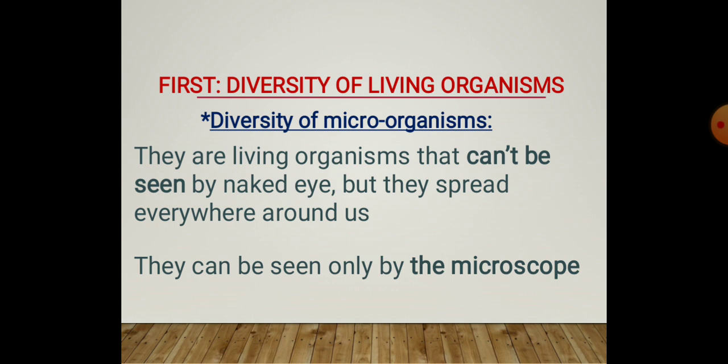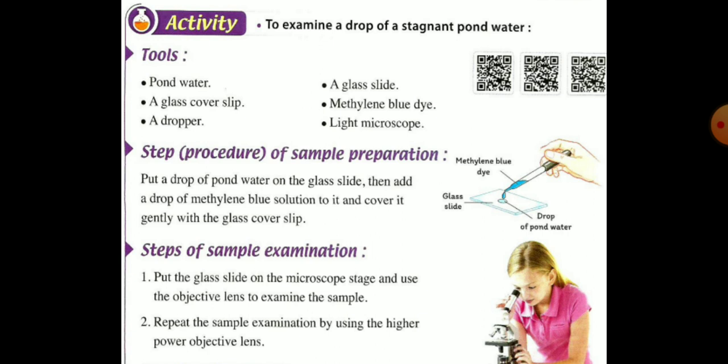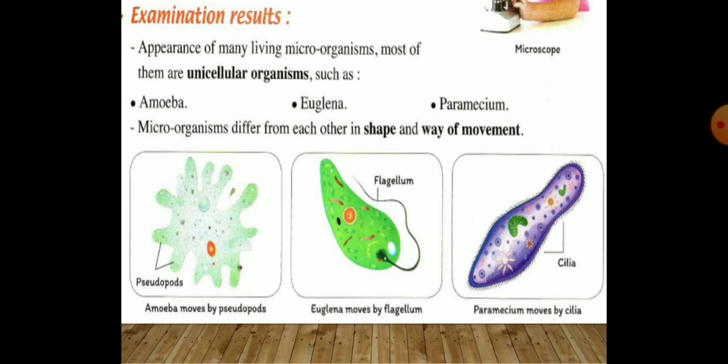And now we are going to talk about the diversity of microorganisms. First, the definition. They are living organisms that cannot be seen by the naked eye, but they spread everywhere around us in air, water, and soil. And don't forget that microorganisms exist in pond water and can be seen only by the microscope. To examine a drop of pond water, you should do this experiment, but we will do it in our session.